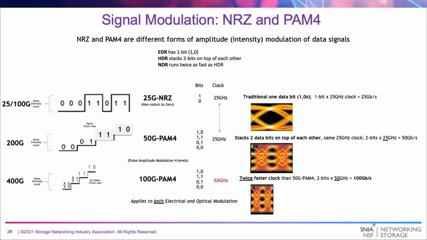So the industry said, well, let's stack 2 bits on top of each other. We'll call it pulse amplitude modulation at 4 levels. So that's what you see on the 50 gig PAM4 line. And you can see it's the same clock rate as the previous 25 gig NRZ. So they're able to keep the cost down. But now we have to go and boost the clock to 50 gigahertz, 2 bits per clock. So that gives us 100 gig PAM4. And you can see it's getting pretty tough.